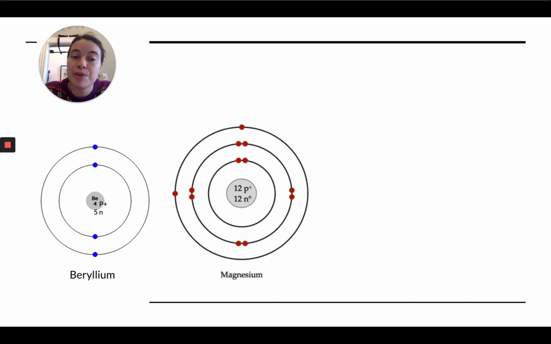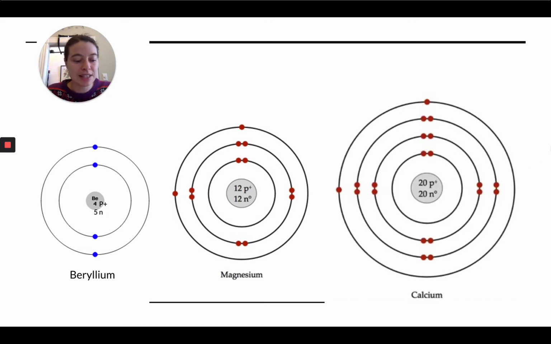So you'll notice both beryllium and magnesium have 2 electrons in their outermost electron shell, so 2 valence electrons for magnesium as well. Now let's look at calcium. Calcium is element number 20. It is in the 4th row, so it has 4 electron shells, so I drew 4 circles around it.